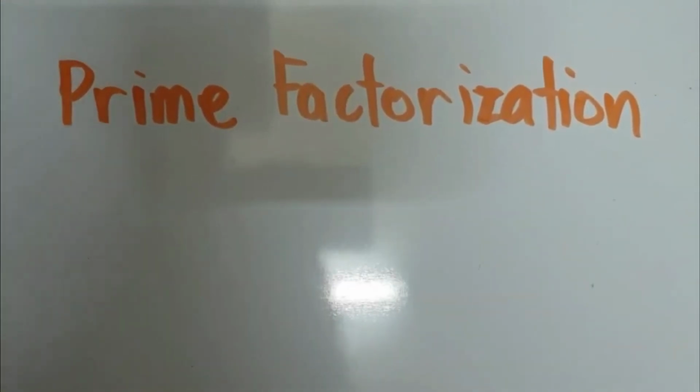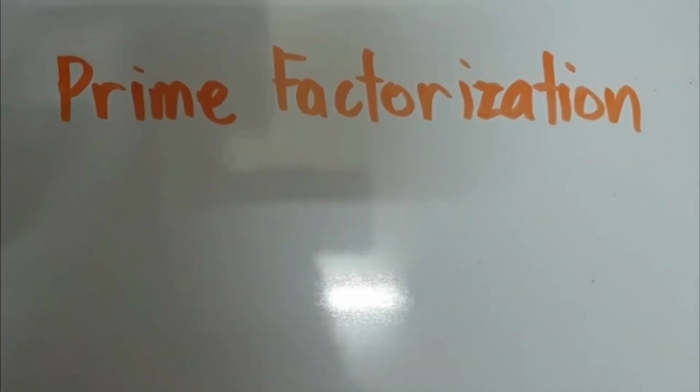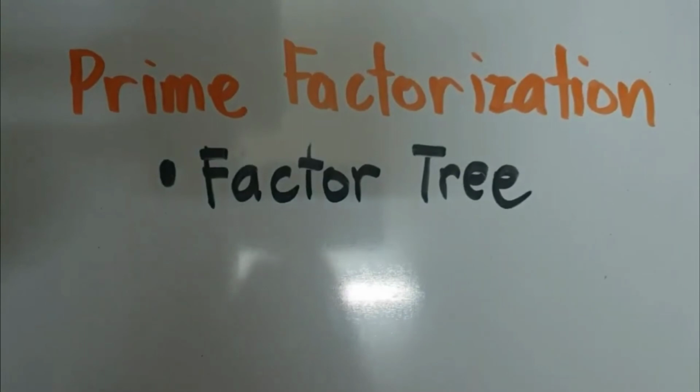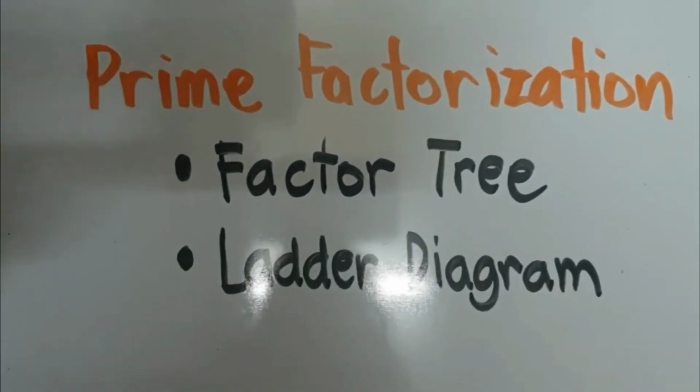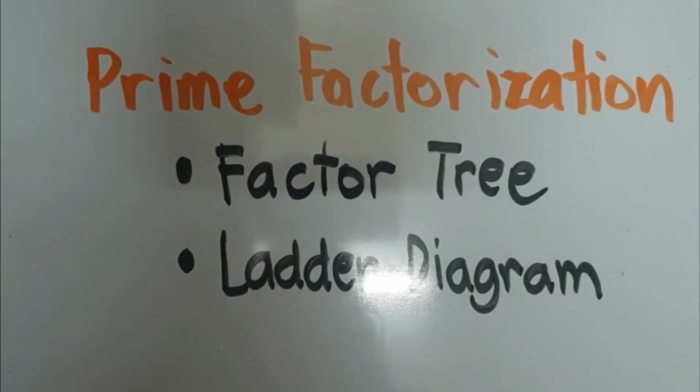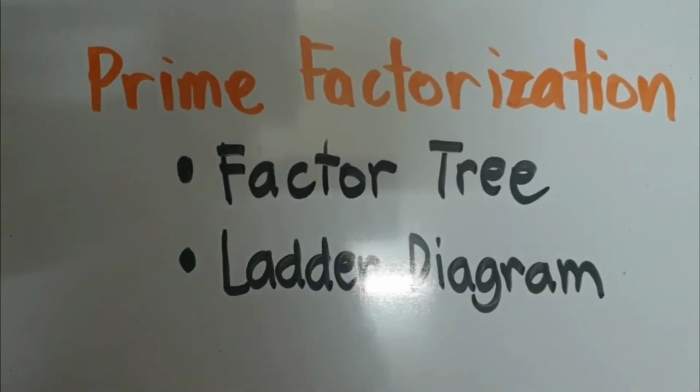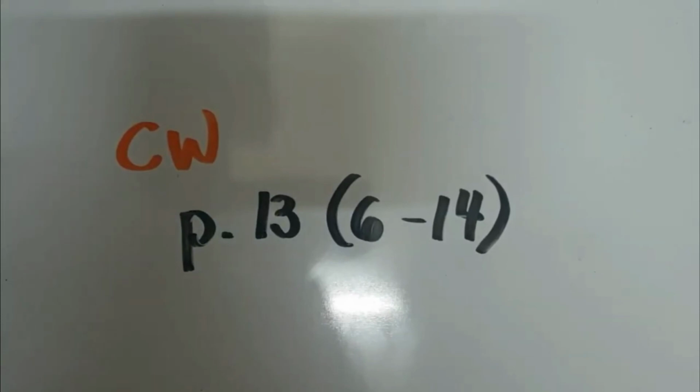Remember that to find the prime factorization of a number, we can use two methods. One is by using the factor tree, and another one is by using a ladder diagram. Then please do and submit numbers 6 to 14, page 13 for your classwork.